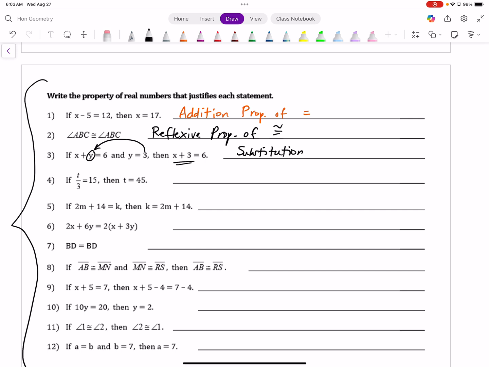Okay. All right, if t divided by 3 is 15, then we can multiply both sides times 3. And that way t would be 45. So this is the multiplication property of equality, because it's numbers. What we got next? If 2m plus 14 is k, then k is 2m plus 14. So all we did was change from one side of the equal to the other. That's the symmetric property.